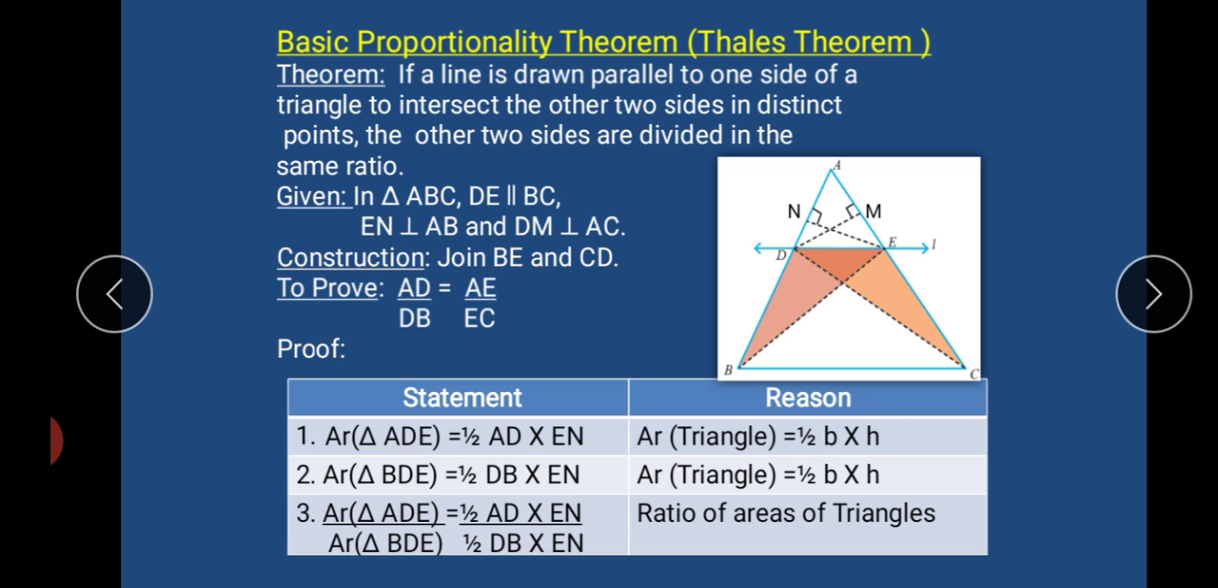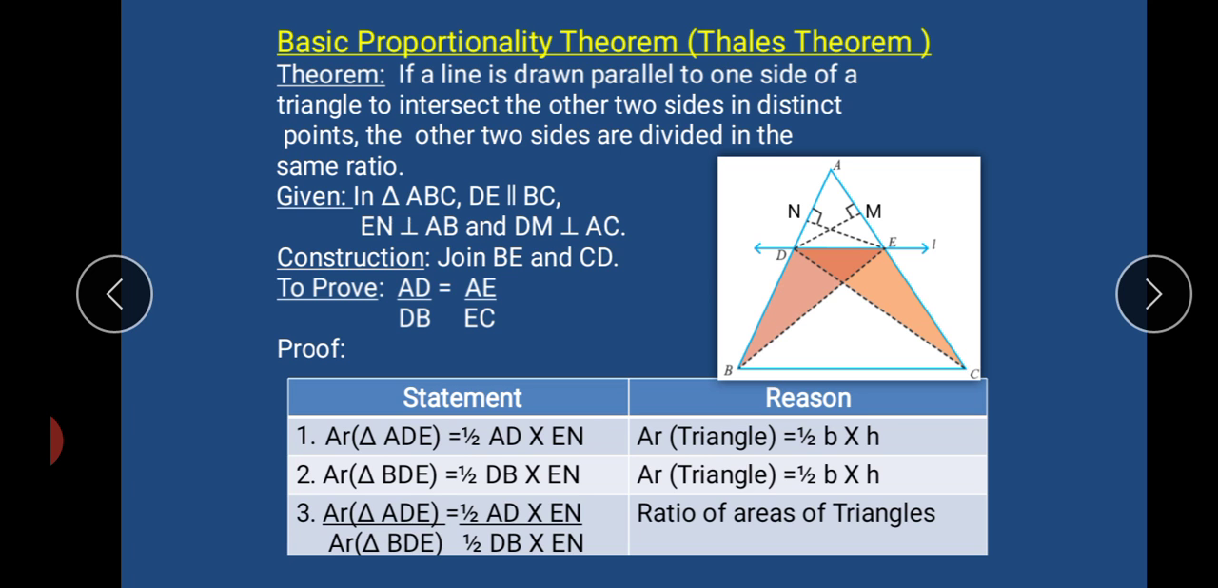Now in the third step, we'll find a ratio of the areas of the two triangles. Area of triangle ADE upon area of triangle BDE is equal to half AD into EN upon half DB into EN. Reason is ratio of areas of triangles. Here half and EN will get cancelled, and what we'll get is only AD upon DB. And AD upon DB is the left hand side of what is asked to prove.